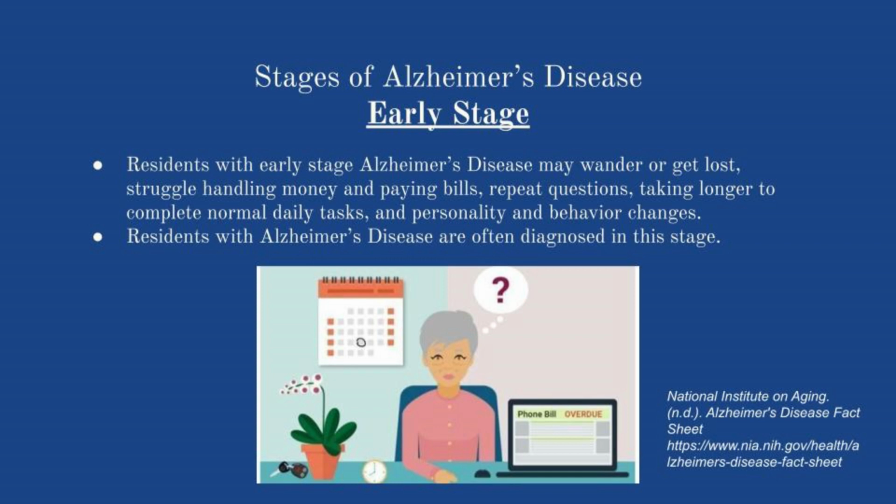Residents with early Alzheimer's may wander or get lost, struggle with handling money and paying bills, repeat questions, take longer to complete normal daily tasks, and have personality and behavior changes. This is when Alzheimer's disease is often diagnosed.